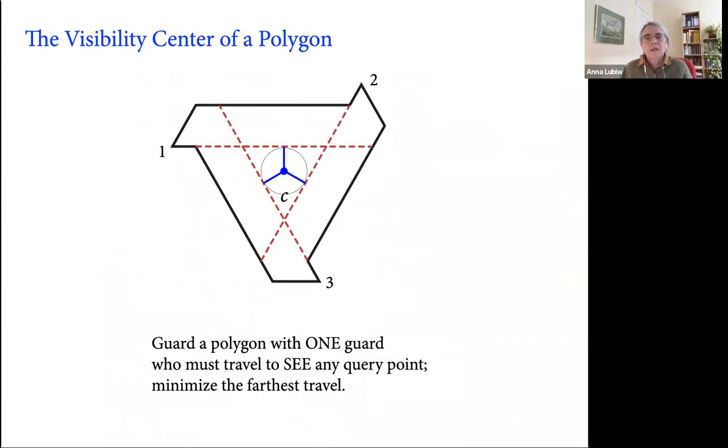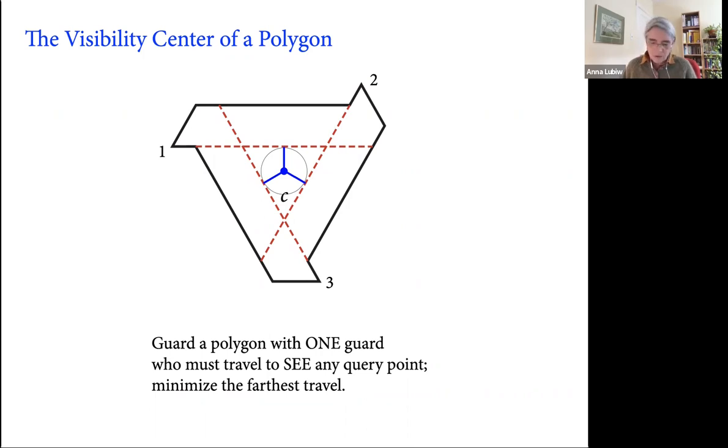So what is the visibility center of a polygon? The idea is we want to guard a polygon, but there have been cutbacks, so we can only afford one single guard. But sensors are really cheap. So we've got sensors all over the place, and the guard has to choose one position to station themselves at.